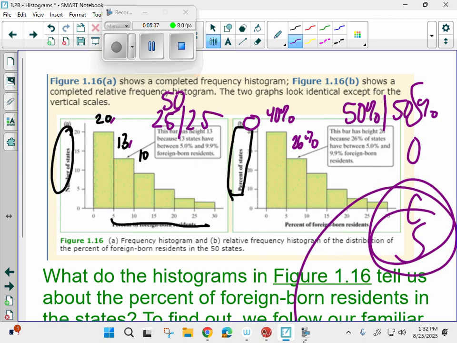Spread. If you have the data, go ahead and look at the smallest number and the highest number, right? If you don't have the data, you would say, hey, it's from 0 to 30%. Okay?